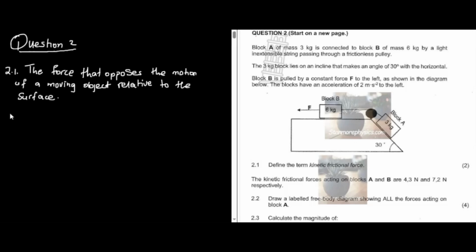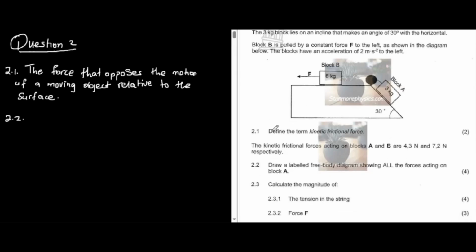Right, that was 2.1. Let's look at 2.2. 2.2 says that the kinetic frictional force acting on the blocks A and B. So we are given, I'm just gonna note this down. What are we given? The Fk for what? The kinetic friction for block A is given as 4.3 newtons, and we are given the Fk of what? Of B, and it's given as 7.2 newtons.